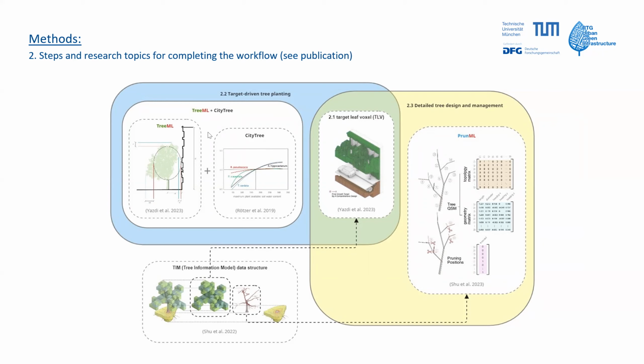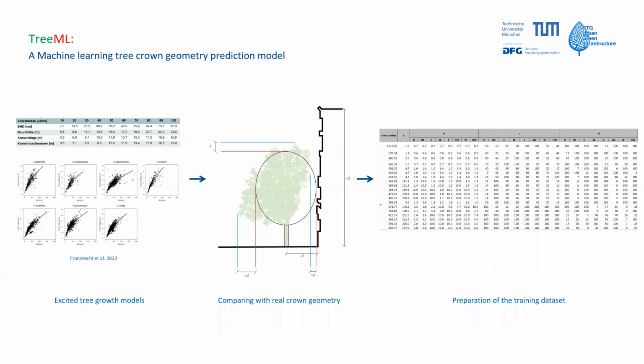Target-driven tree planting here is a location optimization tool that finds the best planting location for increasing the chance of achieving these target leaf voxels. It is developed based on the 3ML and also the CT3 model. Additionally, we are developing the prune ML, a model to forecast tree growth after pruning. Both tools are under development now, and I will talk slightly more about them in the next few slides.